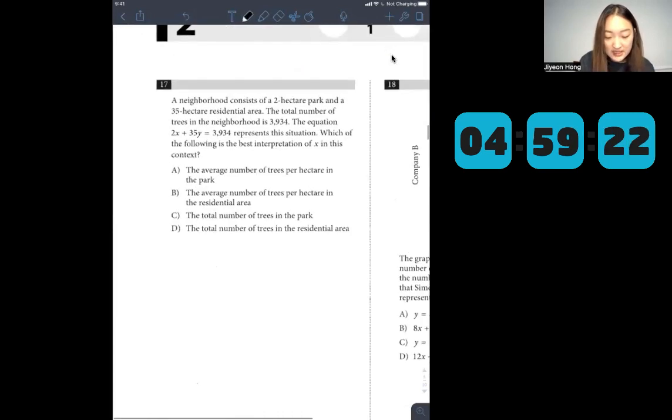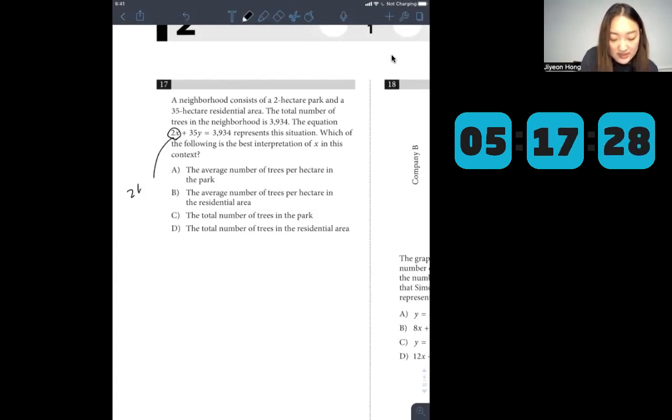All right, number 17. A neighborhood consists of a 2-hectare park and a 35-hectare residential area. The total number of trees in the neighborhood is 3,934. They have the equation for you. Which of the following is the best interpretation of x? So they're looking for what this x means. And the x is attached to the 2-hectare park.